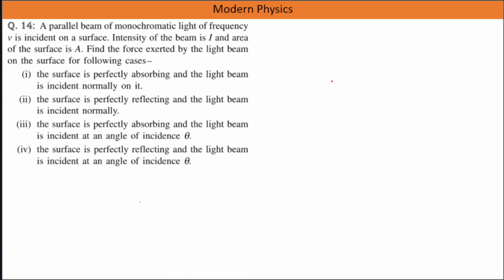The question says that parallel beams of light are incident on a surface which has an area of A, and the intensity of the light beam is I. We have to calculate the force in the first case, when the surface is perfectly absorbing and the light beam is incident normally on it.